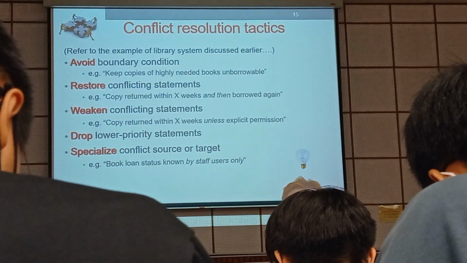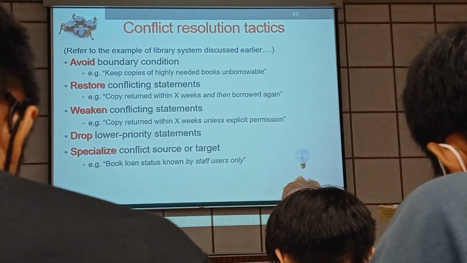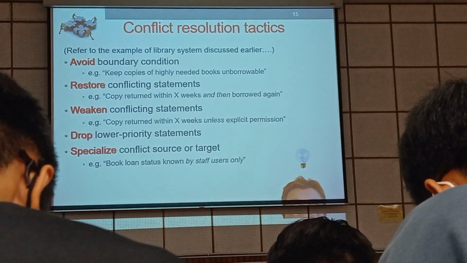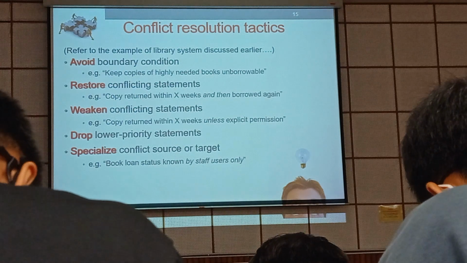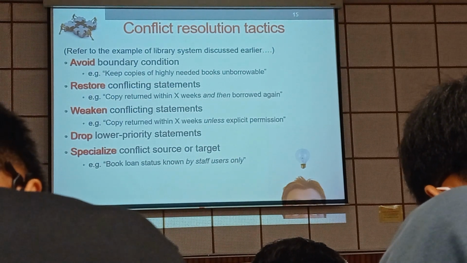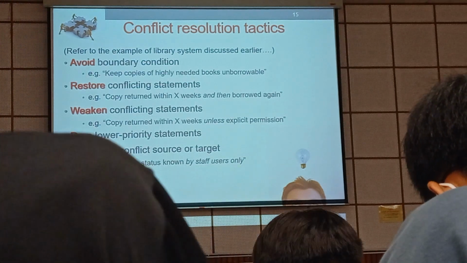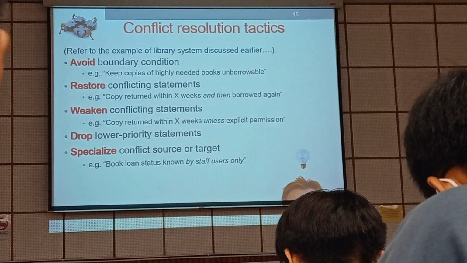Try to keep the copies of highly needed books unborrowable. Just now, both were fighting. One stakeholder says I can keep it as long as I want. The other says I can only allow you to keep it for 3 weeks. Now you say that some of the books, no one can borrow. You are avoiding the boundary totally. You understand or not? That is the first tactic.